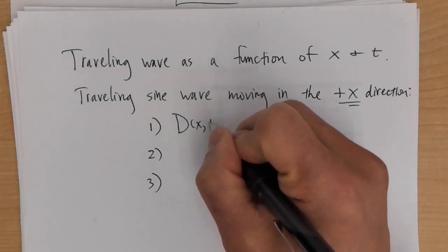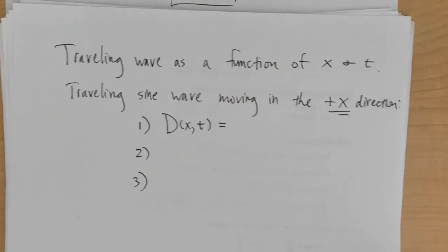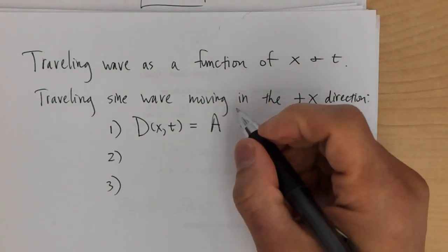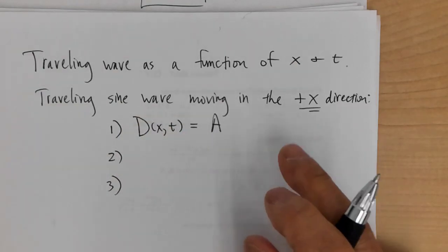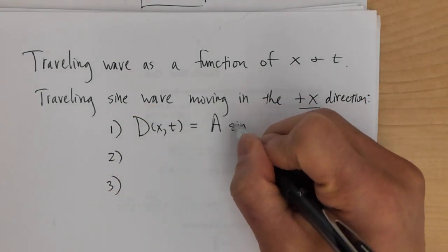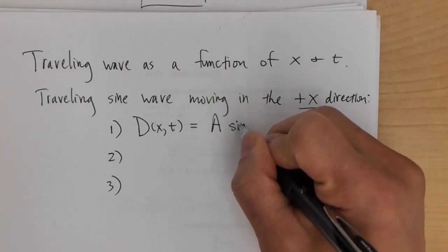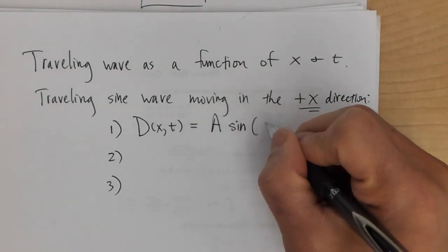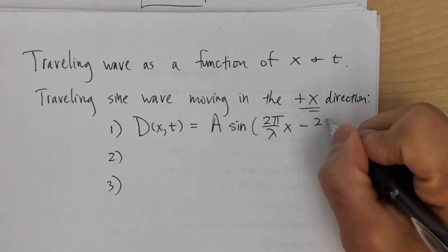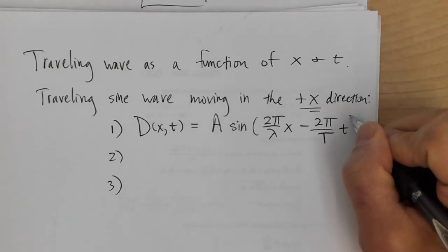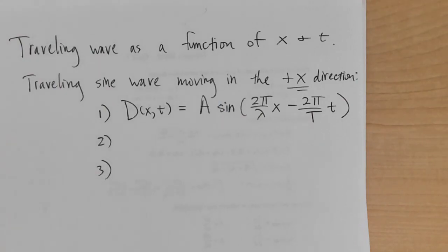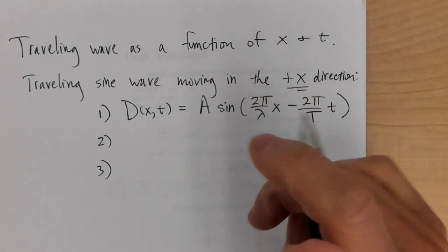Okay, so the displacement d is a function of x and t. It's equal to the amplitude A, and I'm going to write down a sine wave rather than a cosine wave, although one could write cosine as well, but the convention for these traveling waves is to write the sine function. So it'll be A times the sine of 2 pi over lambda times x minus 2 pi over the period times t. I'm going to explain where these factors come from, but just wait for a moment.